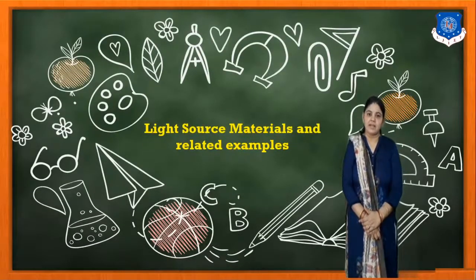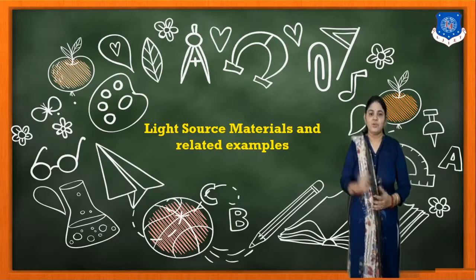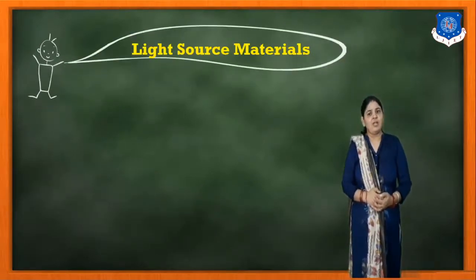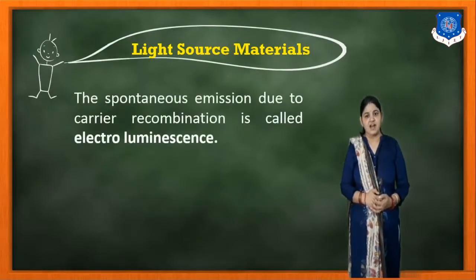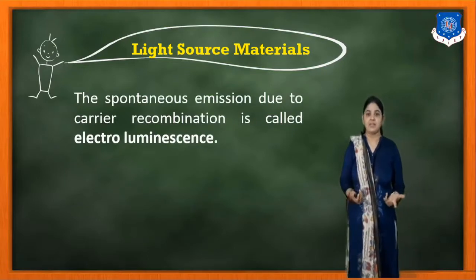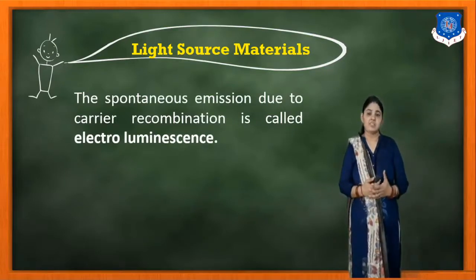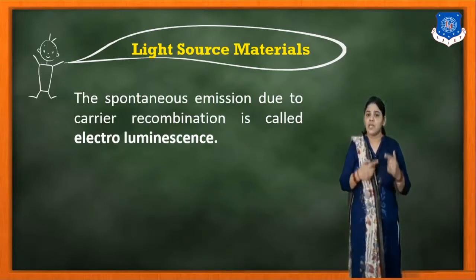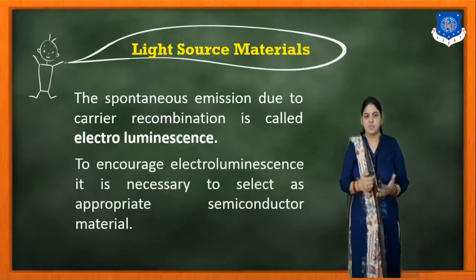From this video you will learn about the light source materials and related examples. Now the light sources, which are the LED and the laser, and the materials which are required to make these kinds of light sources. The spontaneous emission due to the carrier recombination is known as electroluminescence.